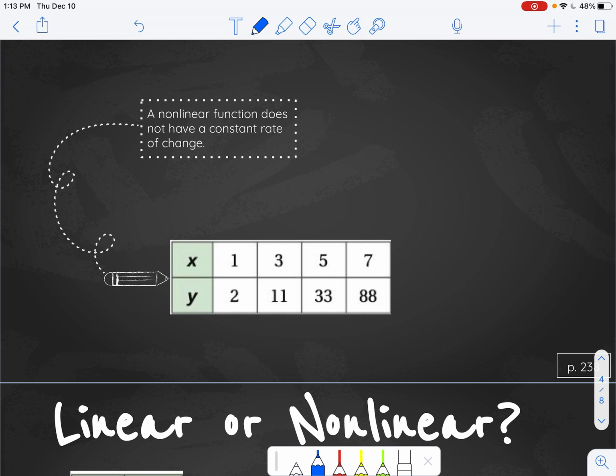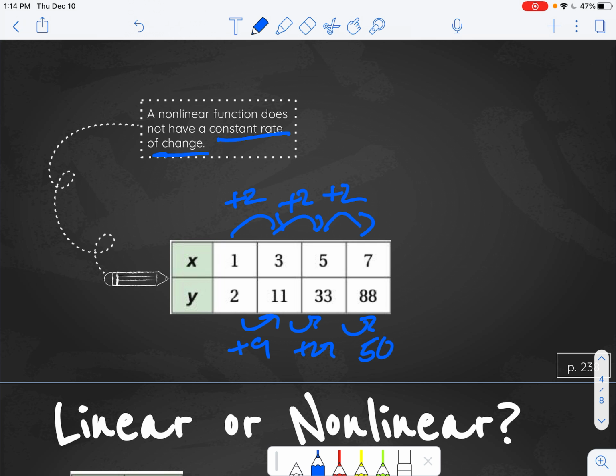Now, a nonlinear function is some type of function or graph that does not have a consistent rate of change. If we look at this table, from 1 to 3 we plus 2, 3 to 5 we plus 2, 5 to 7 we plus 2. So our x's are changing consistently. Our y's, plus 9, well, this is plus 22, and this is plus 50. So we don't have a consistent change in our y values.